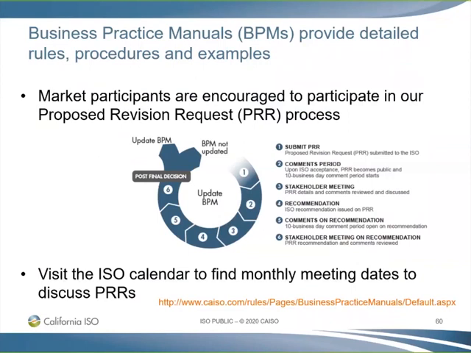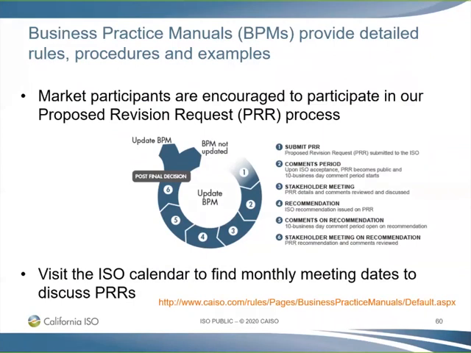Our tariff is very technical and high level at times, and does have a lot of legal language, as it is our legal rules. So the BPMs have more configuration guides and additional information about how we have actually implemented those rules, and they're broken out by various lines of business. So we have a BPM that provides detailed rules, procedures, and examples for the administration, operation, and planning and accounting requirements of the ISO. These BPMs are consistent with our tariff, and it's important for you to adhere to not only the rules in the tariff, but also the further explanation that we give in the BPMs.